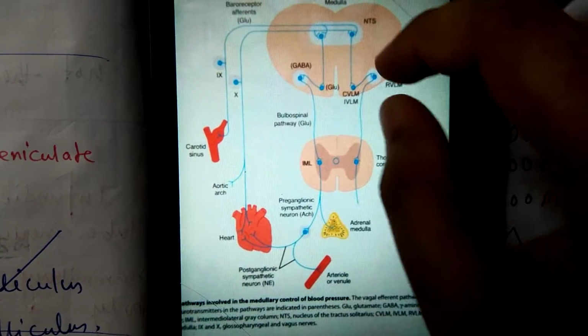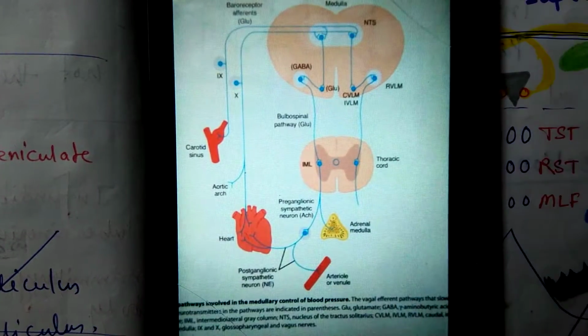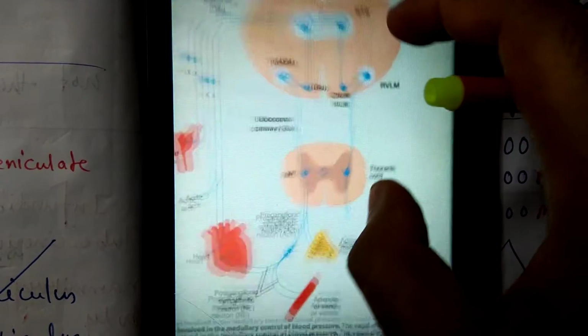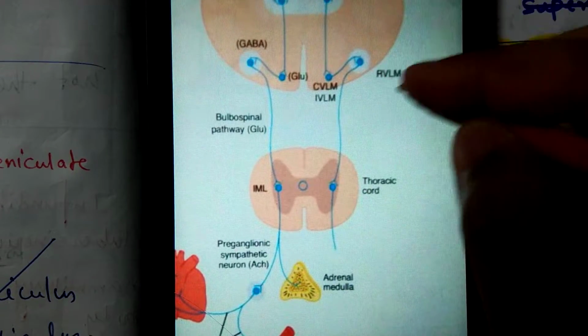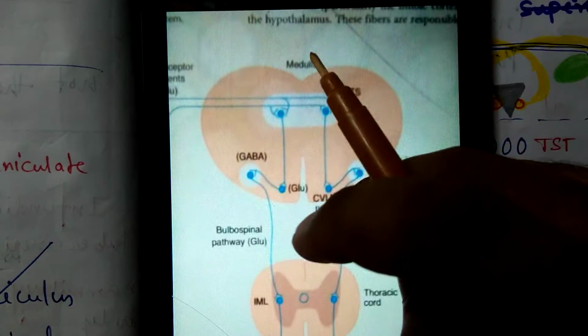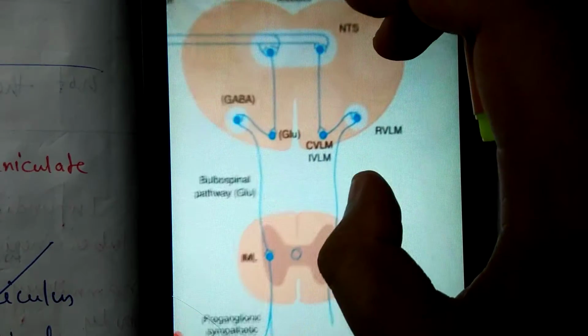Okay, so what is RVLM? RVLM is nothing but the rostral ventrolateral medulla. Yes, RVLM is the rostral ventrolateral medulla, which is located where? Located in our medulla oblongata.